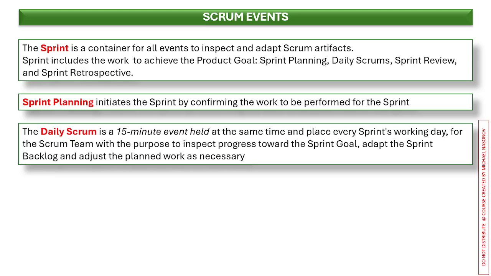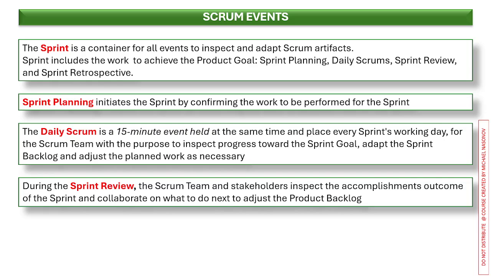Normally, every Scrum team member is supposed to answer 3 simple questions. What was achieved yesterday? Are there any blocks or defects on the way? And what is going to be achieved for today? During the sprint review, the Scrum team and project stakeholders inspect the accomplishments outcome for the sprint and collaborate on what to do next to adjust the product backlog.